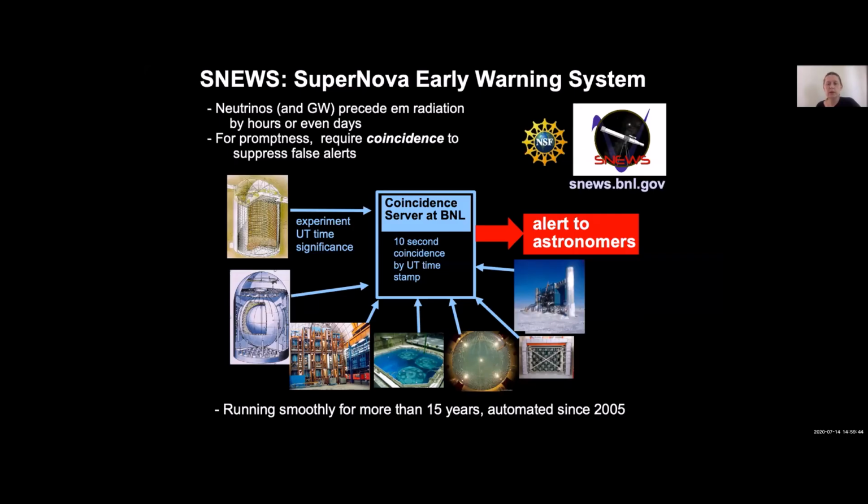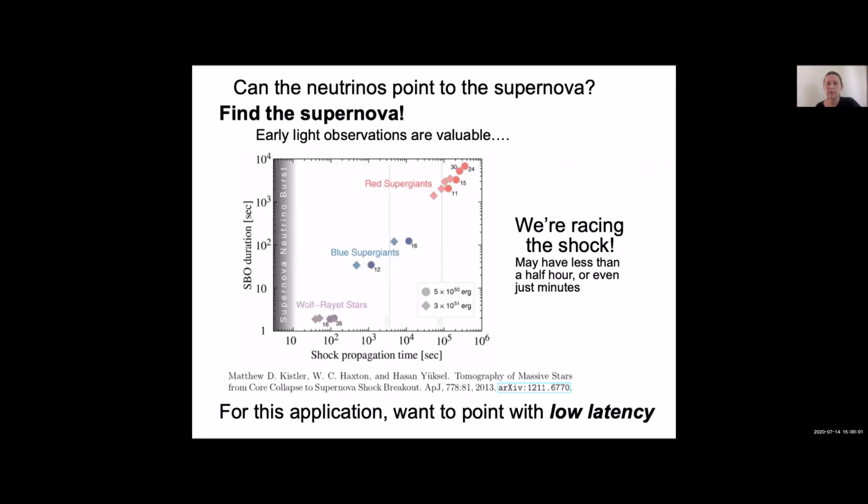The system has been running for more than 15 years, automated since 2005, and you can go to snews.bnl.gov and sign up for the mailing list right away. We're currently in the middle of a massive upgrade of all the infrastructure and adding capabilities. One of the capabilities that SNEWS 2.0 is going to add is better pointing. So you want to be able to point fast.